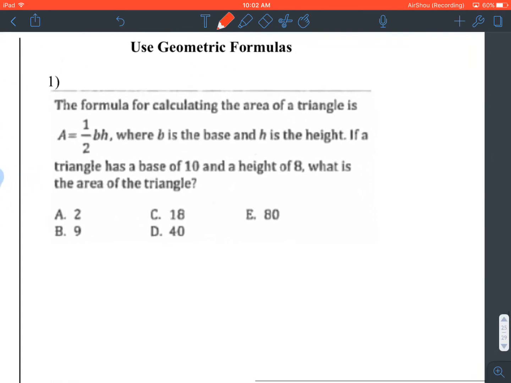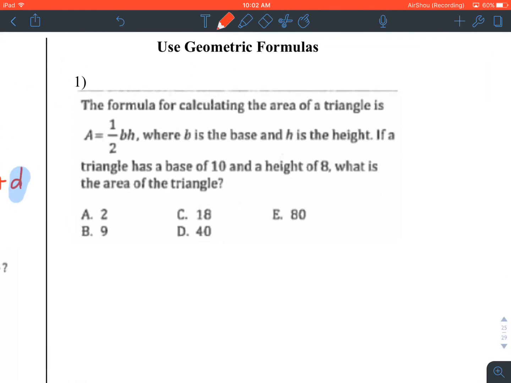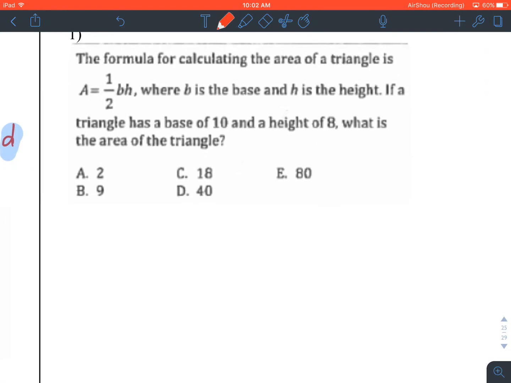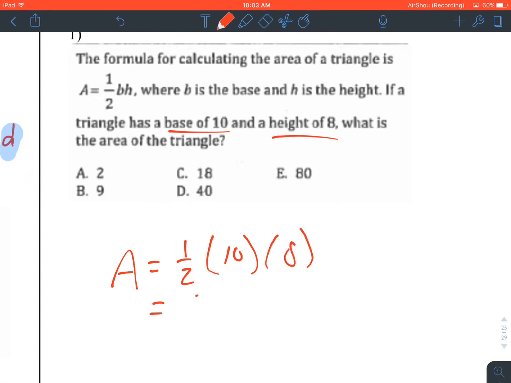Alright, so using these formulas, the geometric formulas that we just learned for circles, rectangles, and triangles, throw them into these problems. The formula for calculating the area of the triangle is 1/2 the base times the height. B is the base, h is the height. If the triangle has a base of 10 and a height of 8, what is the area? Well, that's ridiculously easy. It says base is 10, height is 8, half of 10 is 5, 5 times 8 is 40. Done.